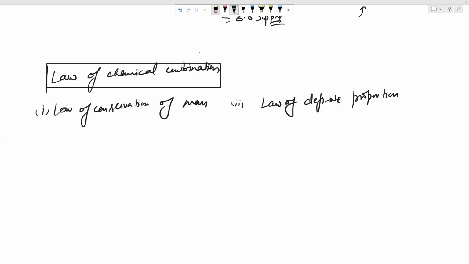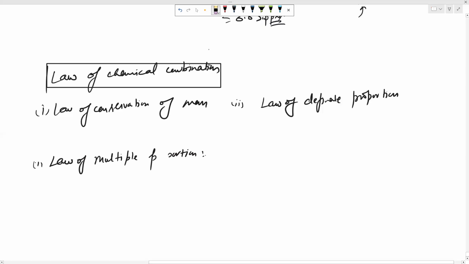Okay, so Rida, let's start. What I'm saying here is the law of multiple proportion. So what does the law of multiple proportion state? For example, there are two elements and they combine together, like carbon forms carbon dioxide and carbon also forms carbon monoxide. What does this law say?